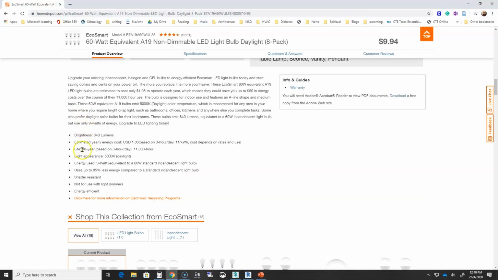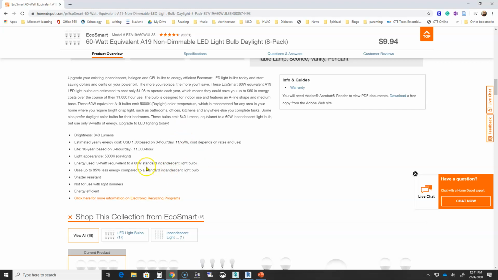Here we go. Energy used, 9 watts, equivalent to a 60 watt standard incandescent light bulb. Okay, so that's really 9 watts compared to 60 watts. You're getting the same amount of light as you would get from a 60 watt incandescent. It's costing you much less to actually use that kind of light. Okay, so that's where we're at.